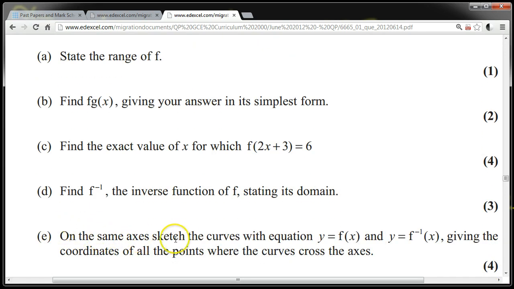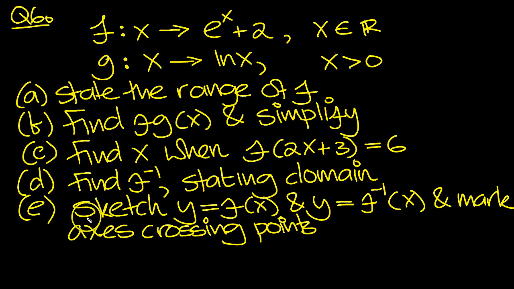On the same axes, sketch the curves of the equation y equals f of x and y equals f minus 1 of x, giving the coordinates of all the points where the curves cross the axes. So let's have a look at the question then. Here's all the parts here.